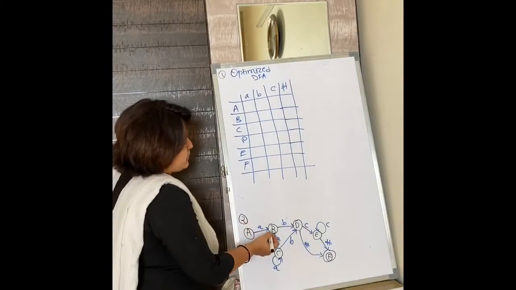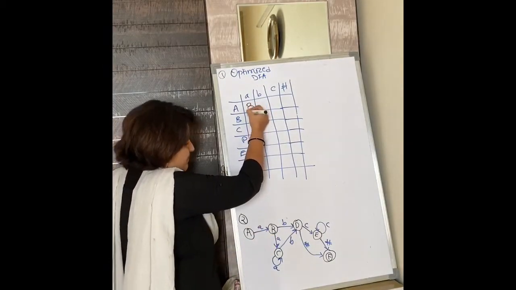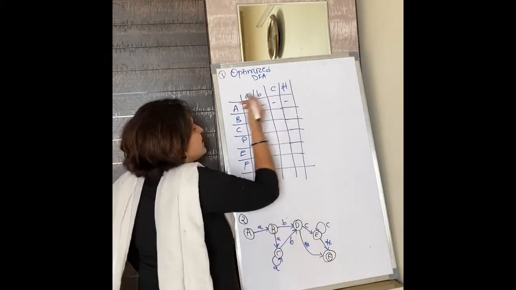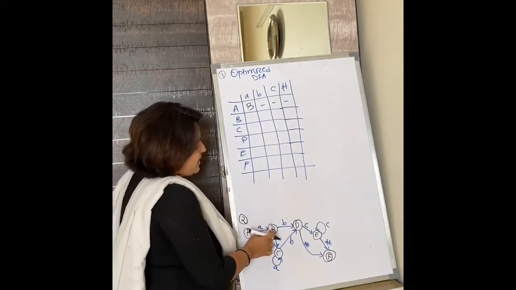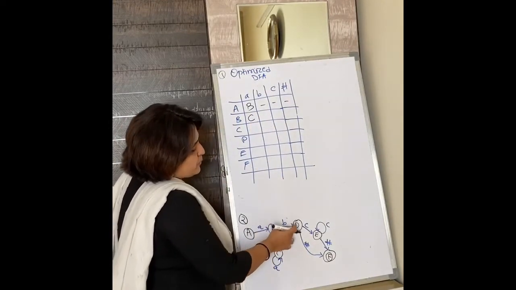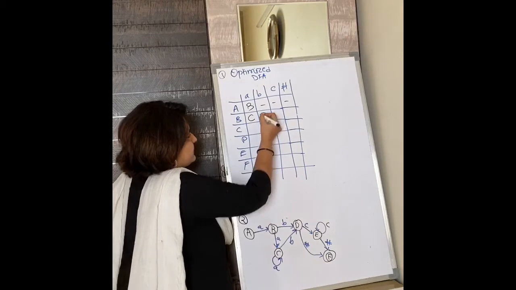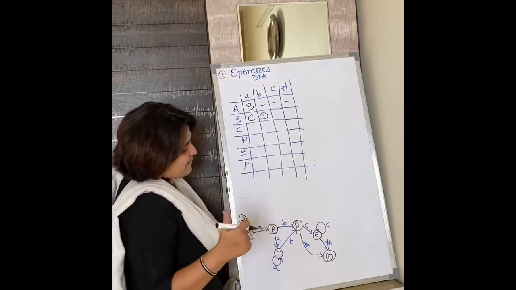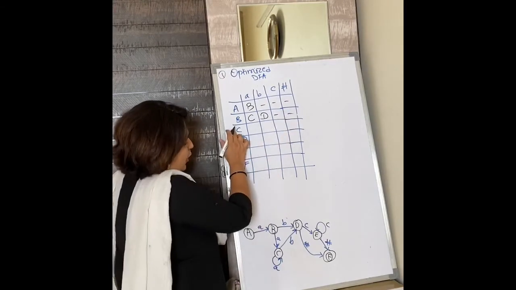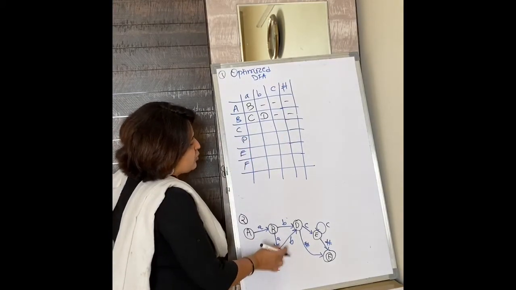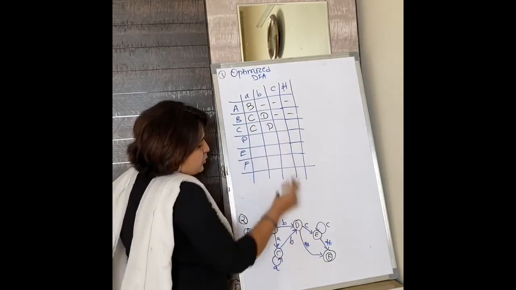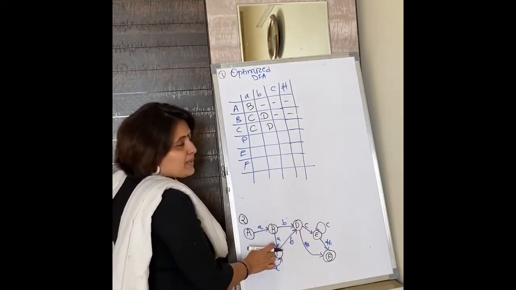From A, if you input small a, you will reach B. From A, you don't have any other transition available, so I will have this as dash. From B, if you input small a, you will go to C. From B, if you input small b, you will go to D. From D, you don't have any c or hash transitions available, so that is dash dash. From C, if you input small a, you will go to C itself. If you input small b, you will go to D. You don't have any c or hash transition available with C also.